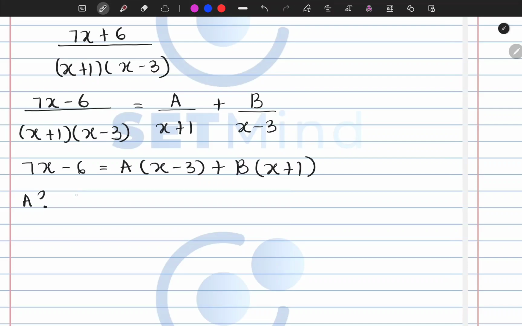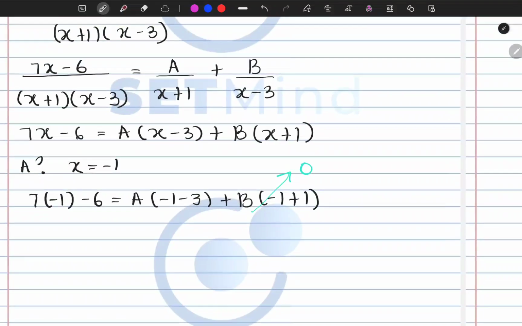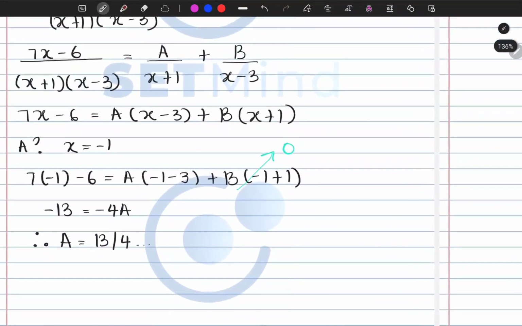So for A, by now, you should easily be able to see that we should make x negative 1, which means we'll have 7 times negative 1 minus 6, A into negative 1 minus 3, plus B into negative 1 plus 1. And there you go, that becomes 0. And if you look carefully, you'll have negative 7 minus 6, which will be negative 13. And then you will have negative 4A. Your A here should be equal to 13 divided by 4. And then we can now quickly have a look at how we find B.